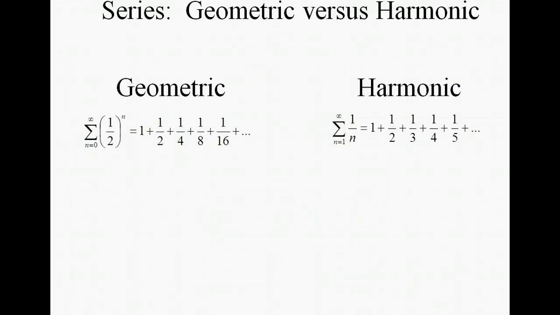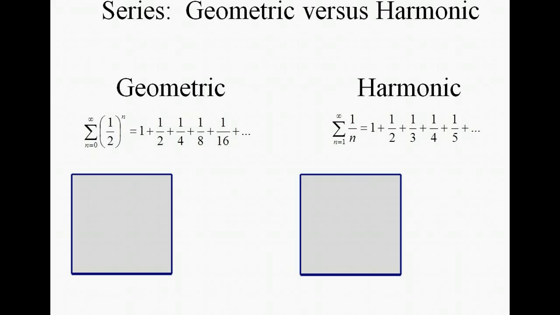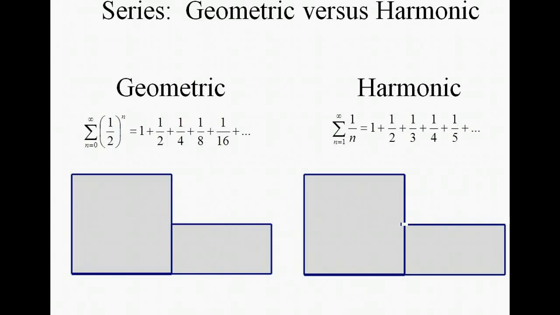Now let's look at what happens with their sums. For the geometric sequence, we're starting off with 1 as well as with the harmonic. So let's do a representation of this using area. So both of those boxes we'll consider 1 square unit. Then for both of these series, we're going to add on a 1/2. So we have a 1/2 more. Now for the geometric, we're going to add on a 4th for the third term, and for the harmonic, we're going to add on a 1/3. So there's a little bit of difference there.